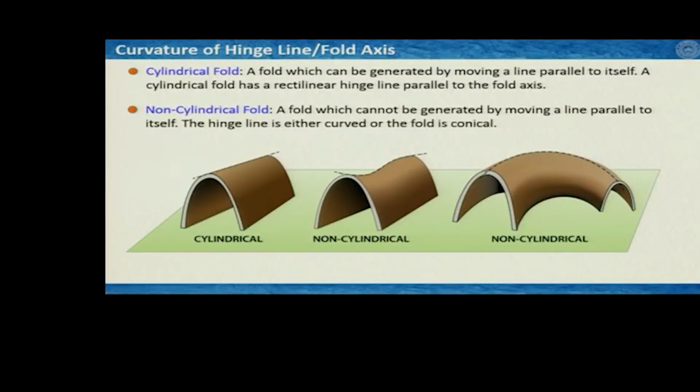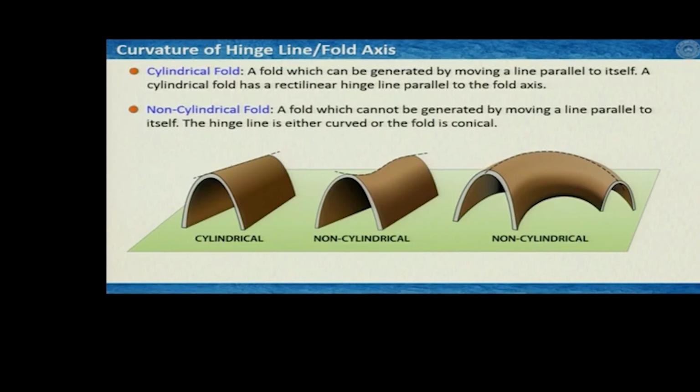This is what we are going to consider for the lecture. Now, we are going to take over that on the fold axis, and see if the fold axis is straight or curved. So far, in all these illustrations we have seen, the fold axis was straight. Now, if the fold axis is straight, then we call it a cylindrical fold.